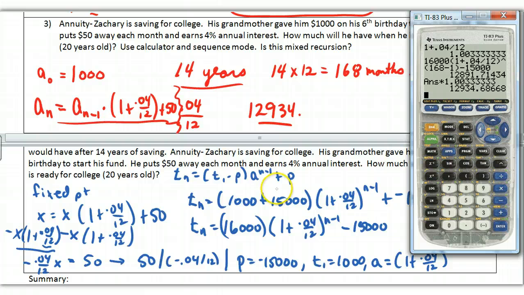So we have to kind of finagle this a little bit. You could have put in 169 and then subtracted out $50, or you could have put in 168 and then you need to multiply by your ratio. This 1.0003 and so on is the same thing as 1 plus 0.04 divided by 12. So you have to balance that out. So this value is equal to this value, but you have to do that last minute manipulation again as we showed you. And if you don't remember that, you look at the video, annuity 3 ways.